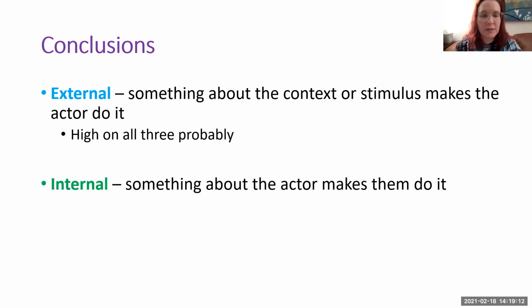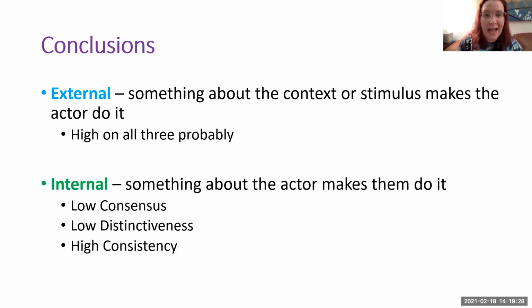On the other hand, we can make an internal attribution, meaning something about the actor is making them behave this way. If there's low consensus, meaning they're the only one acting like this, low distinctiveness, meaning they always act like this, and high consistency, meaning they always act like this. So the internal versus external conclusion there is sort of a black or white binary, but Kelly's covariation ingredients allow us to come to some conclusion.